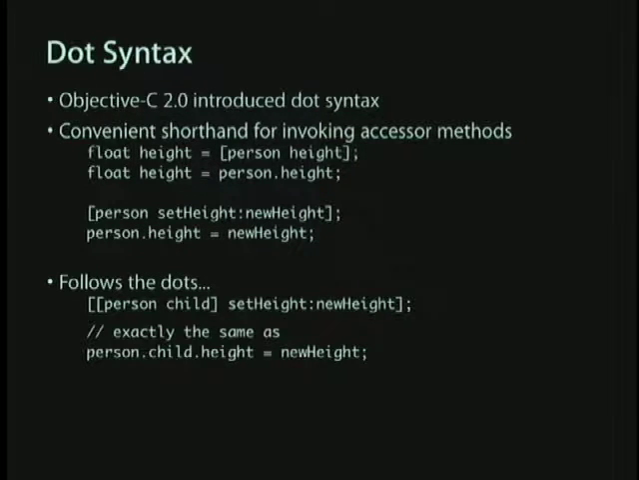It still goes through the normal message dispatch. It's just as dynamic as if you had written the other thing. Literally identical, just different syntax. So if you're a person that likes to write little dots instead of square brackets, go for it. The same thing works for assignment. If you had a setHeight method and you were trying to pass in a height there, you could instead just write instance.height equals new height, and the compiler will turn that into a call to the setHeight method. As it says at the bottom there, person child setHeight is the same as person.child.height equals new height. It's just another way of writing out the same thing.